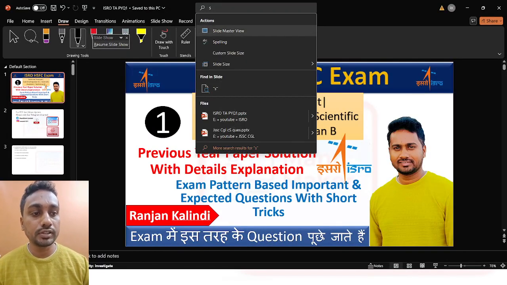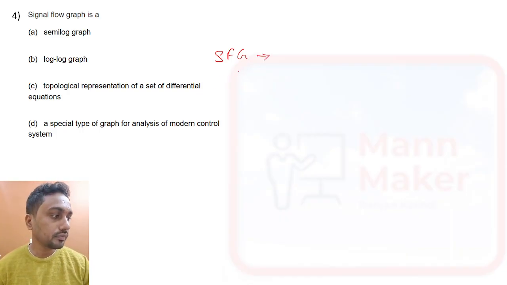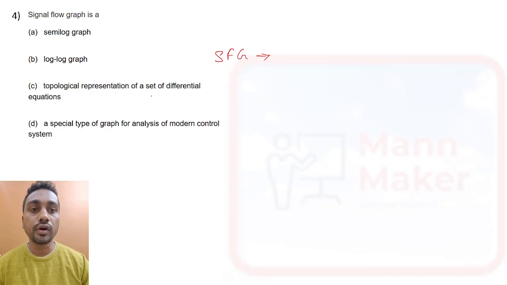Signal flow graph, SFG. SFG signal flow graph is what? Signal flow graph is known as SFG. SFG is a short form. So signal flow graph is what? Signal flow graph is a representation of a linear equation or a set of differential equations. We can say signal flow graph we are using in control system.